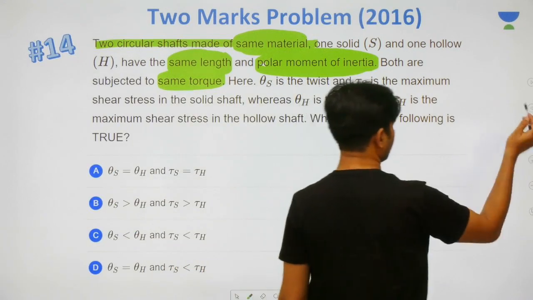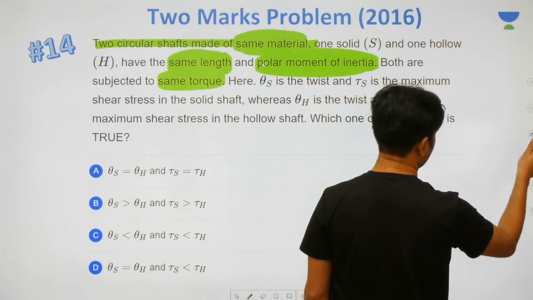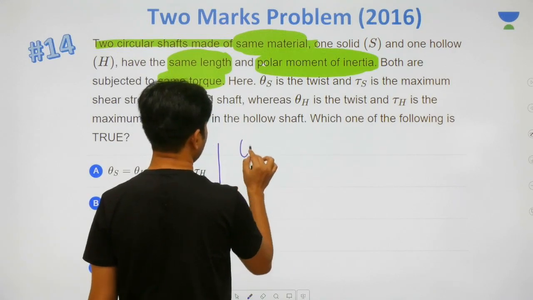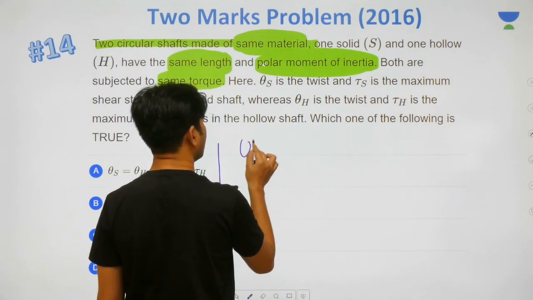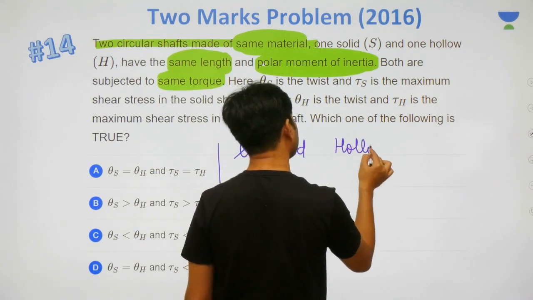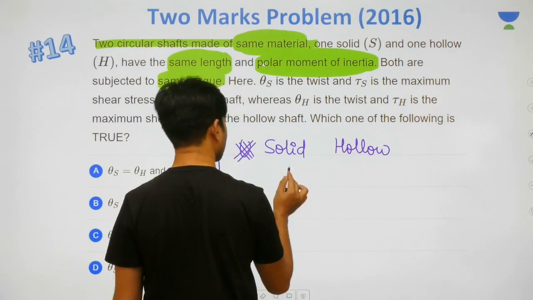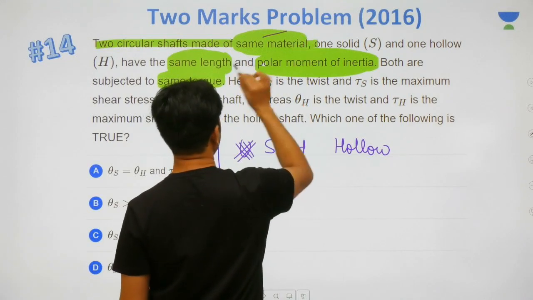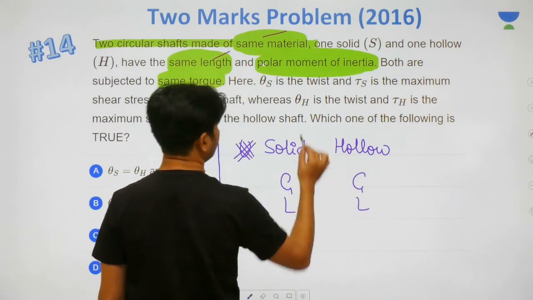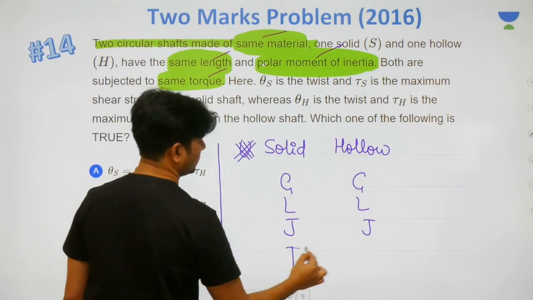Then what will be the angle of twist relation between them? Angle of twist is going to be equal or whatever. This is something we have to crack. So this is a very easy problem naturally. Why? Because you have, my dear friends, a solid shaft and a hollow shaft with the same material, meaning same G, same length, same polar moment of inertia, and same torque.